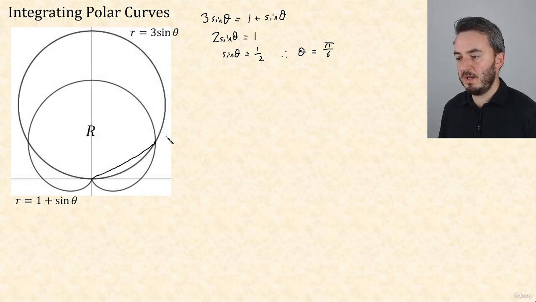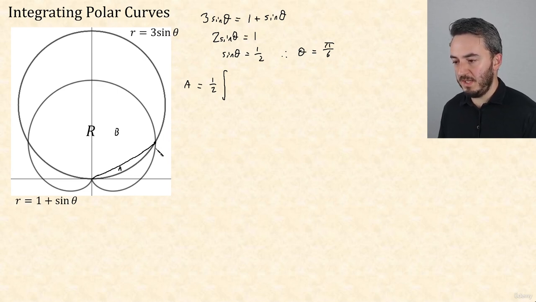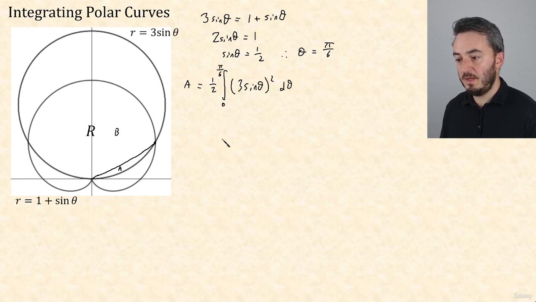So the two things I need to work out then, let's label these two regions. Let's call this region A and let's call this region B. So A is going to be 1/2 times the integral of r squared. And I'm using the 3 sine theta, that's this curve here. So that is the integral of 3 sine theta squared d theta between theta equals 0 and theta equals pi over 6. After I've worked that out, I'll be working out B, and I'll come to that in a moment.